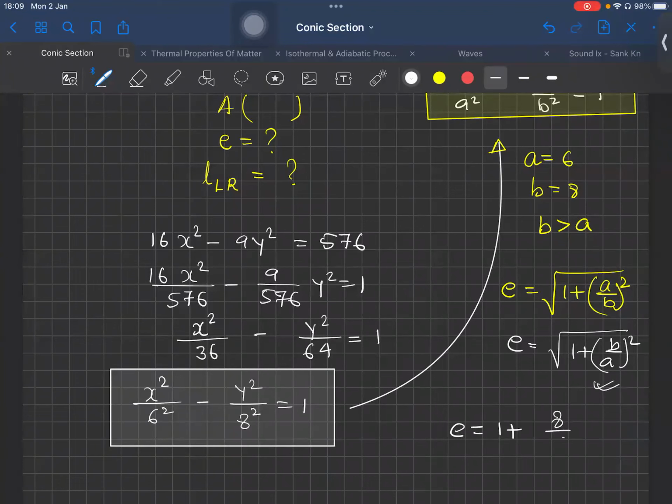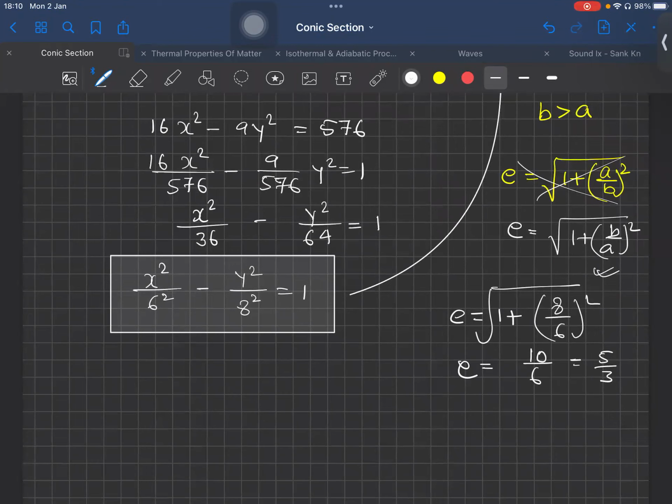So e is equal to square root of 1 plus 8 upon 6 whole square. How much are we getting? 36 plus 64 is how much? 100. That means 10 upon 6, which is 5 upon 3. So e is equal to 5 upon 3. Okay, this is not correct.